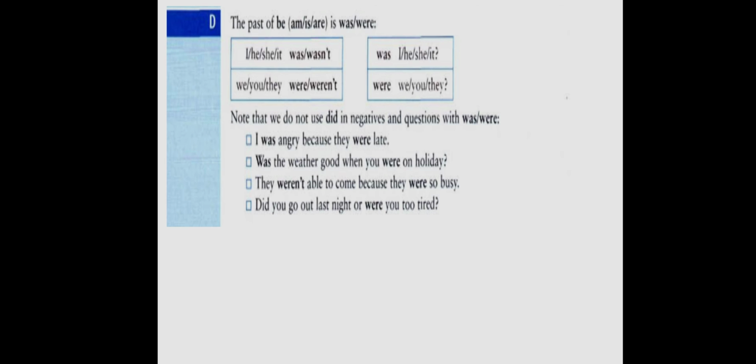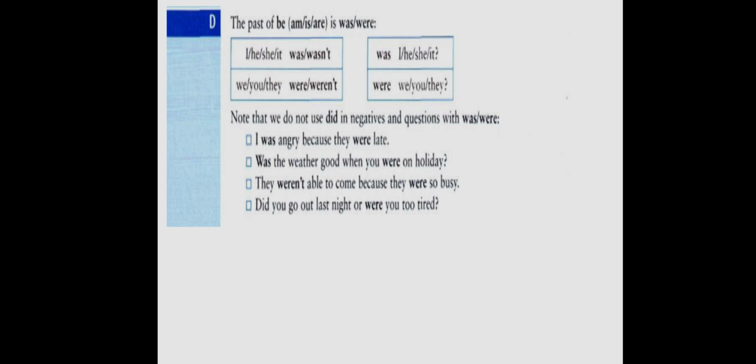So we say "did", and "I" changes into "you". It becomes "did you", and "went" is changed into its original base form. What is the base form of "went"? "Go". So it becomes "Did you go out last night?" This is the first question.